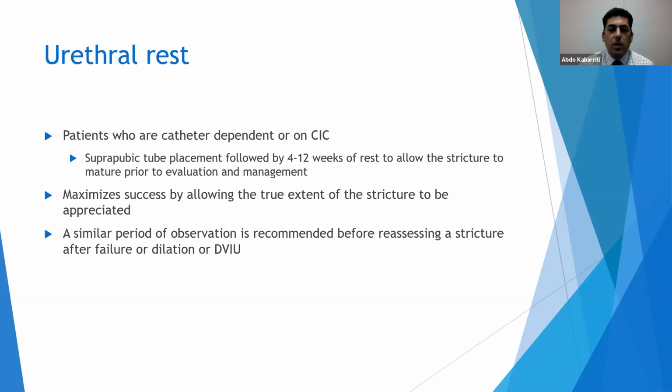The stricture will declare itself in terms of its severity as well as its length. This maximizes success by allowing the true extent of the stricture to be appreciated when you go in and do a urethroplasty, or whatever treatment you choose for that patient. Now, a similar period of observation is also recommended before reassessing the stricture after failure in a patient who is already treated, either with a urethroplasty, dilation, or even DVIU.